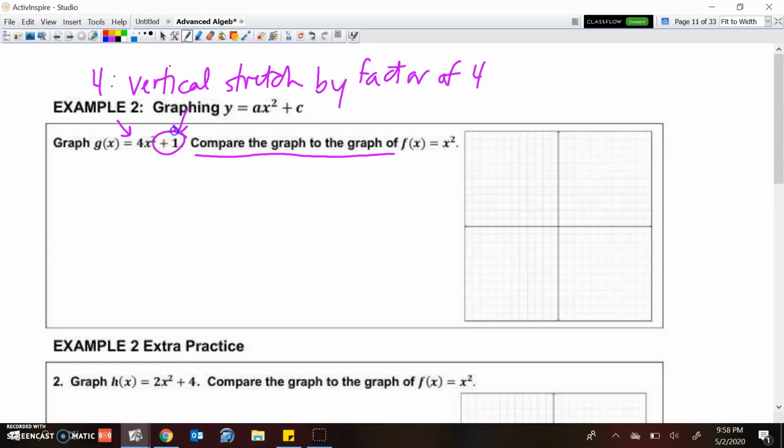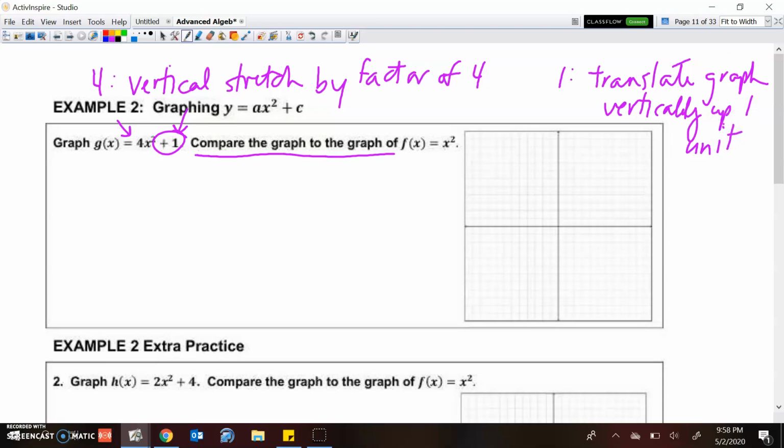And then what the 1 is going to do is it's going to translate the graph vertically up 1 unit. Okay, so that's what it's going to do. We haven't even graphed it yet. But when I make my table now, again, I can continue to put the f of x in here, but I'm more concerned with getting my new x values, my new g of x values.